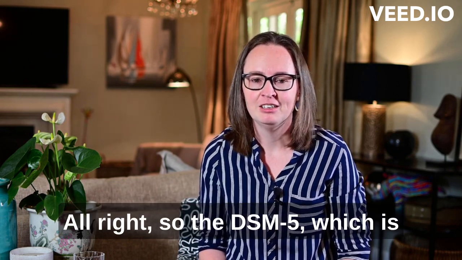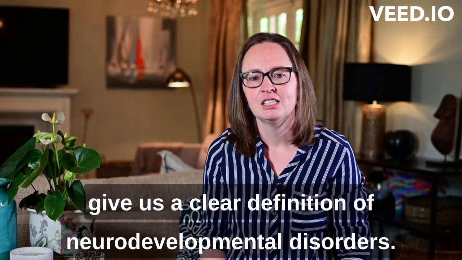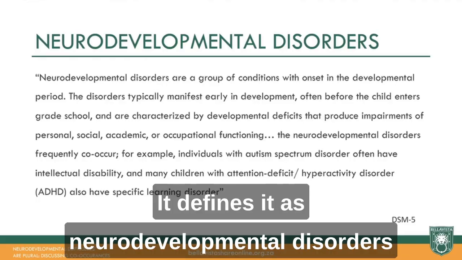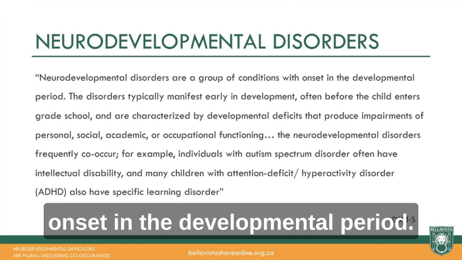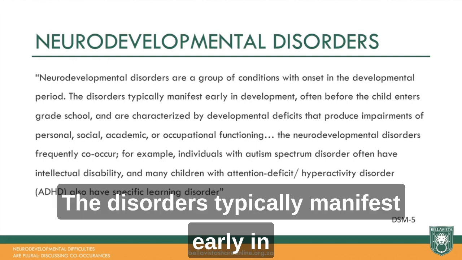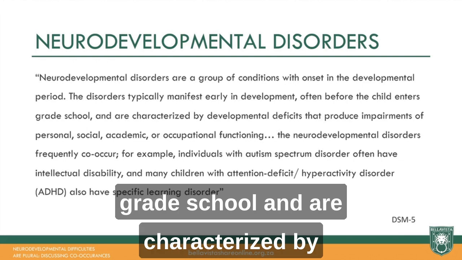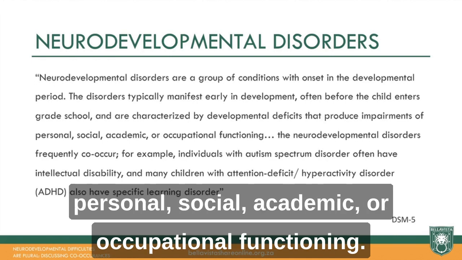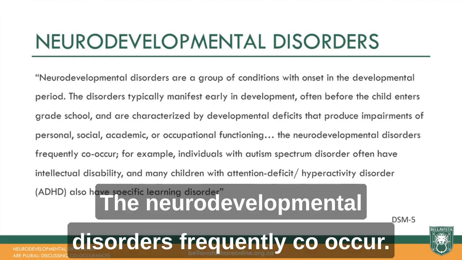All right, so the DSM-5, which is the Diagnostic and Statistical Manual for Mental Disorders, gives us a clear definition of neurodevelopmental disorders. It defines it as: neurodevelopmental disorders are a group of conditions with onset in the developmental period. The disorders typically manifest early in development, often before the child enters grade school, and are characterized by developmental deficits that produce impairments of personal, social, academic, or occupational functioning. The neurodevelopmental disorders frequently co-occur.